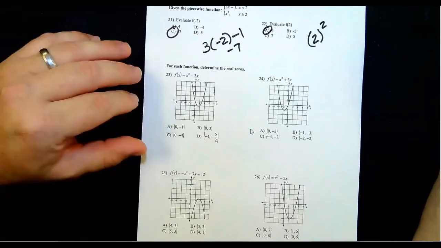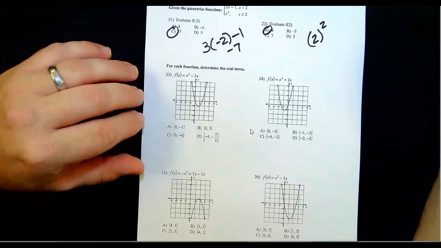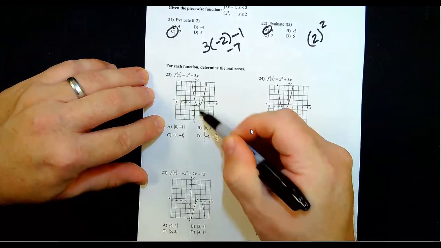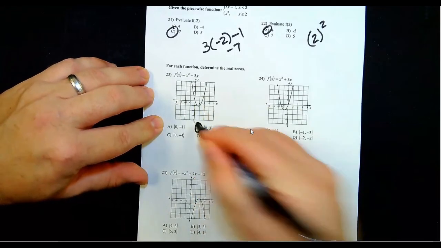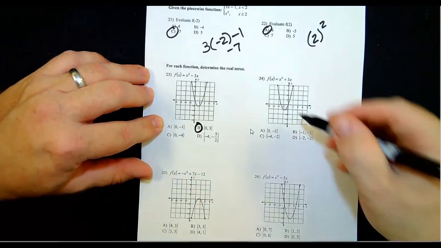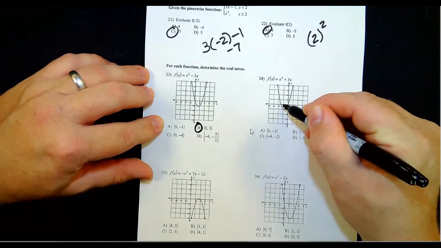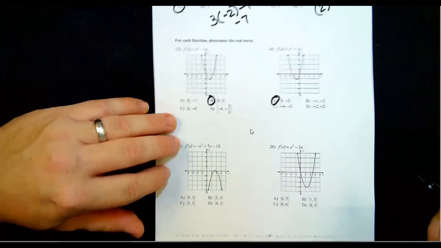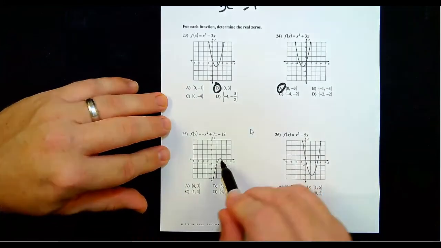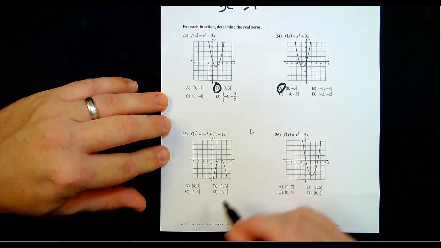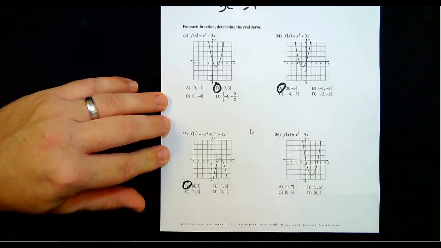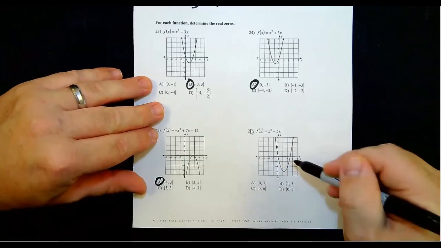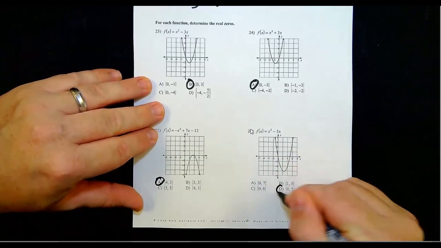Determine the real zeros. All you got to do is look at the graph. So it looks like there's a 0 at 0 and a 0 at 3. Done. There's a 0 at 0 and a 0 at -3. Done. Looks like there's a 0 at 3 and a 0 at 4. Other way around, but same thing. A 0 at 0, a 0 at 5. Done.